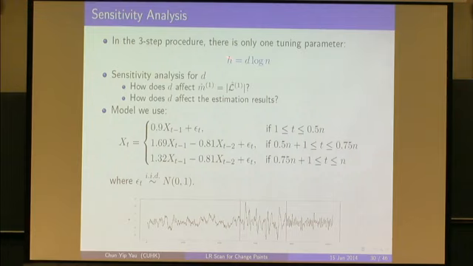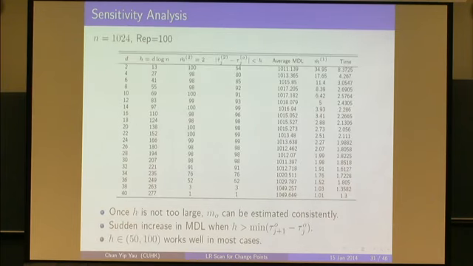So I choose how to choose the d, and I found that the choice of d is not that important. It's quite robust. And so here, this sensitivity analysis is giving us some idea about how to choose the d. So how does the d affect the first stage estimation, and how does the d affect the estimation results? So we work on this model, a piecewise AR, and so n is equal to 1024, and replication is 100.